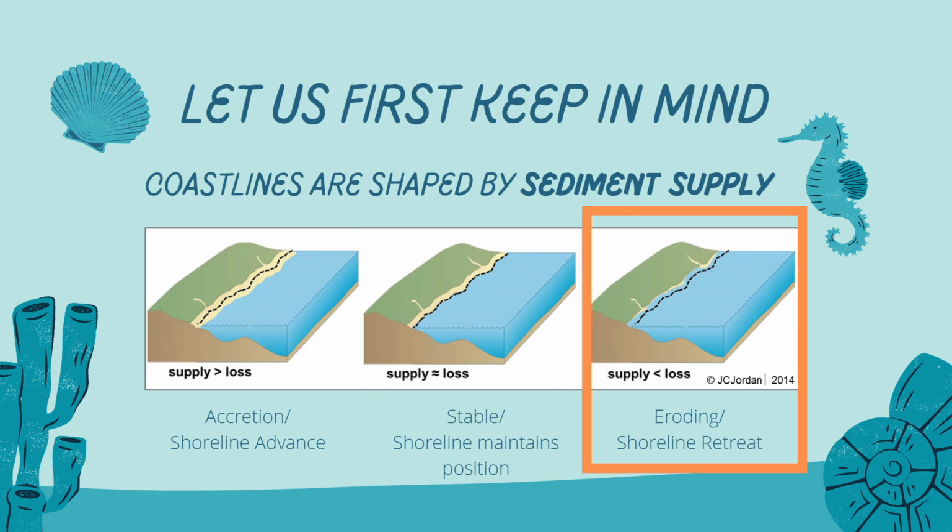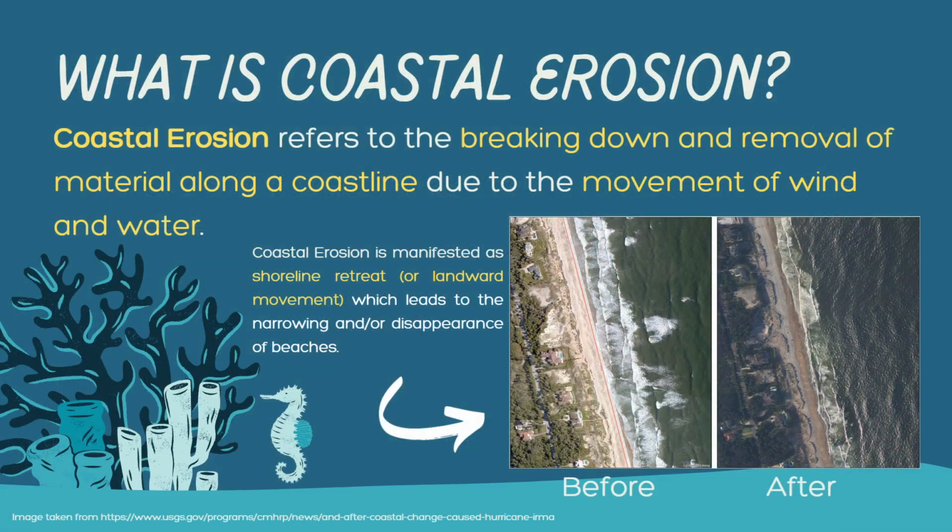Finally, when the rate of supply of sediments in a coast is less than the rate of loss, a phenomenon called coastal erosion occurs. What is coastal erosion? Coastal erosion refers to the breaking down and removal of material along a coastline due to the movement of wind and water. It is manifested as shoreline retreat or landward movement, which leads to the narrowing and/or disappearance of beaches.